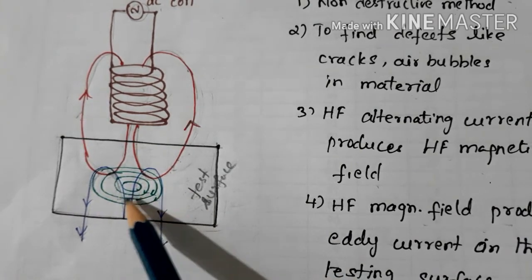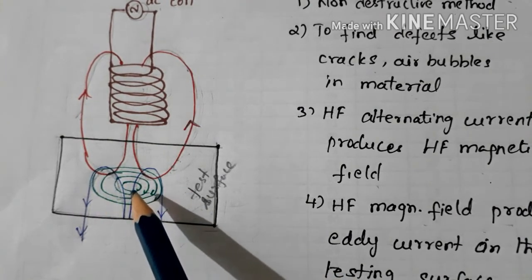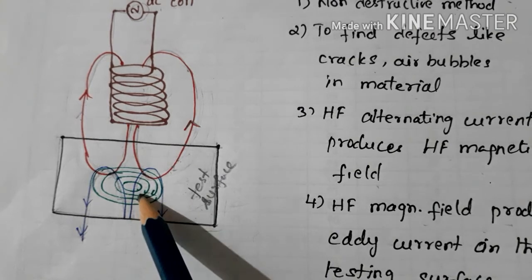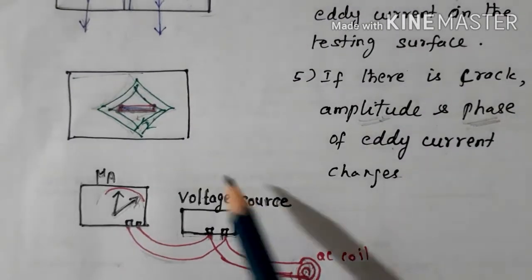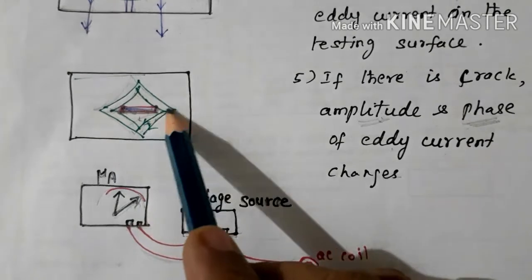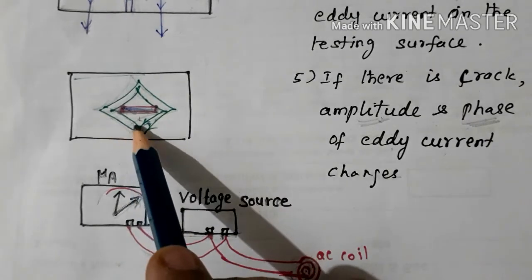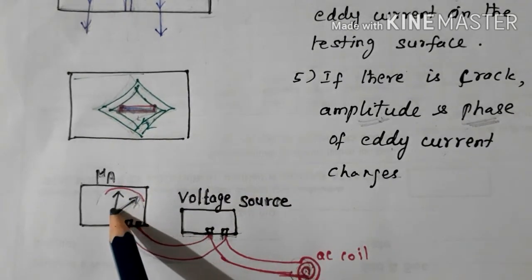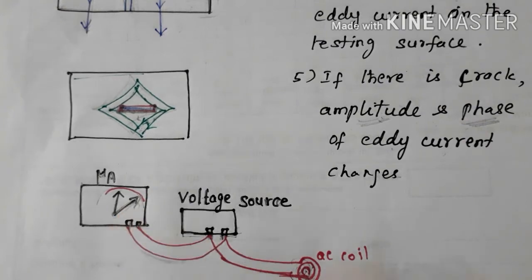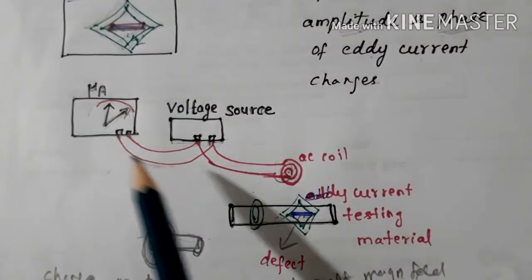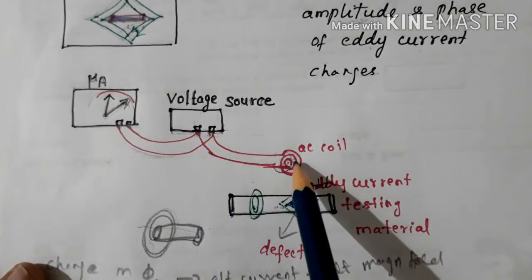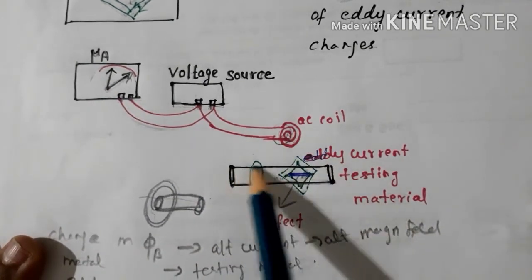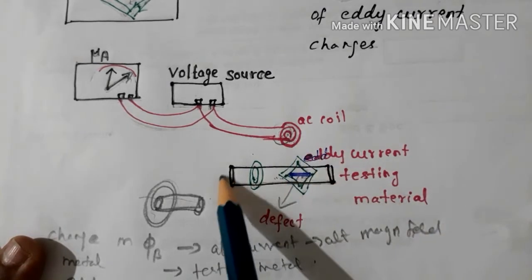So eddy current will be produced. If there is no defect, and you record this eddy current with the help of a micrometer, the current will be maximum and the shape of the eddy current is concentric circles, right? If there is a crack in the metal surface like this, the shape of the eddy current will vary, and the micrometer current recording will also decrease, right? Now you can see the micrometer is connected to the voltage source, and the voltage source is connected to the AC coil. So this is the surface to be tested.